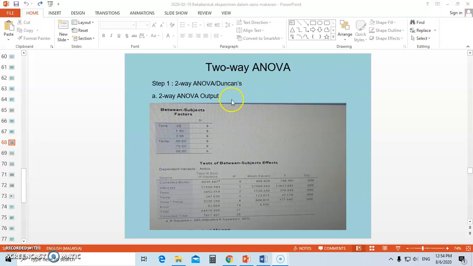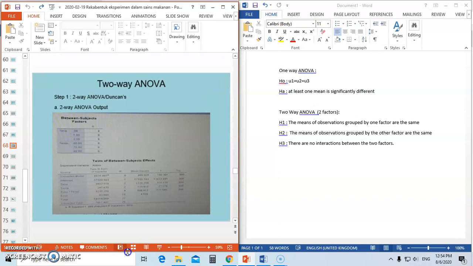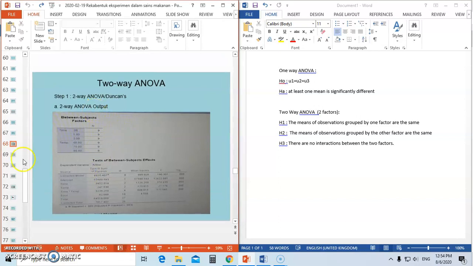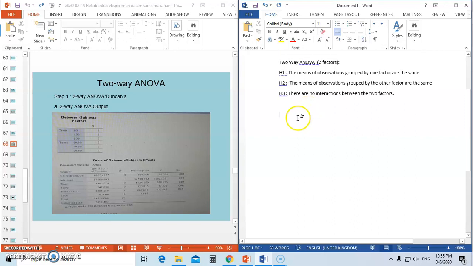Okay, so let's just take this as an example. Assuming that we are going to do a two-way ANOVA, and for this one, we have two factors. We are doing an experiment consisting of two factors. Okay, which is A. It is time of heating.